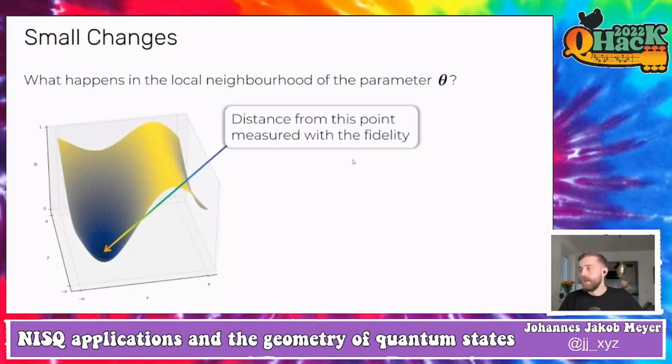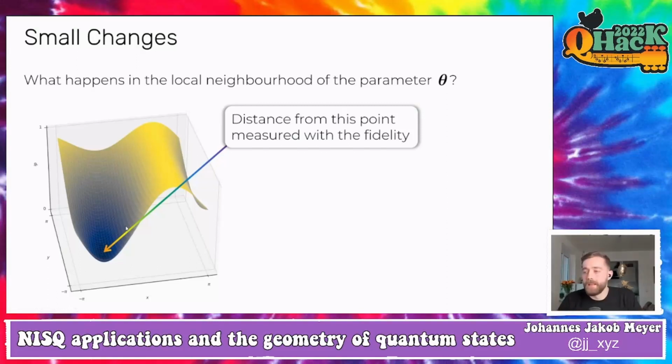So this is a very prototypical example. We have 2 parameters, x and y. They parameterize some sort of quantum state, and we just plot the distance from the state that has the particular values for x and y that correspond to this point. And you see that we get this kind of bowl shape.